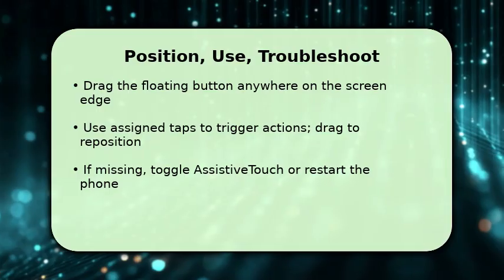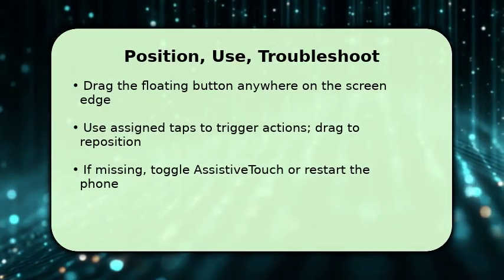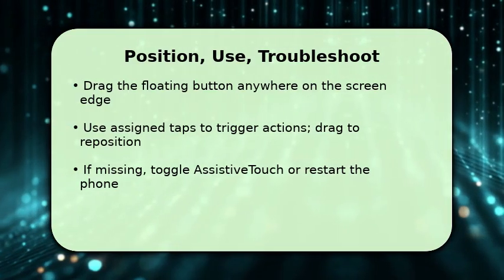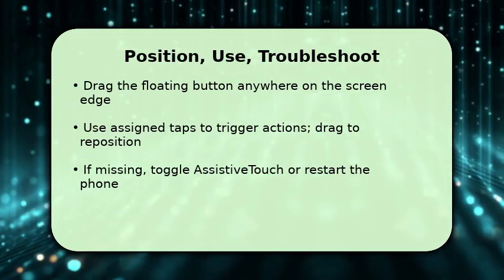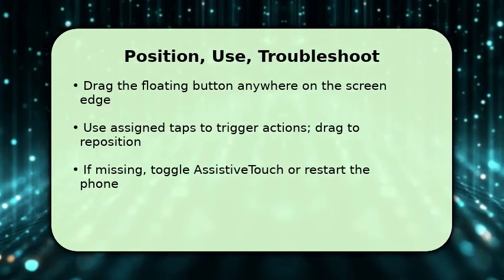If it feels unresponsive, make sure idle opacity isn't too low. Try toggling Assistive Touch off and on, or restart the phone to reset. If a custom gesture failed, recreate it slowly so timing matches the app.